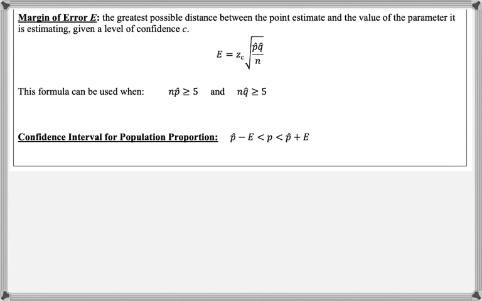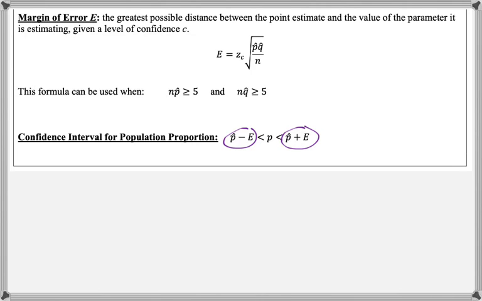The margin of error is equal to zc times the square root of P hat times Q hat divided by n. And this formula can be used when n times P hat and n times Q hat are both greater than or equal to 5. And to construct the confidence interval for the population proportion, P is between P hat minus E and P hat plus E.